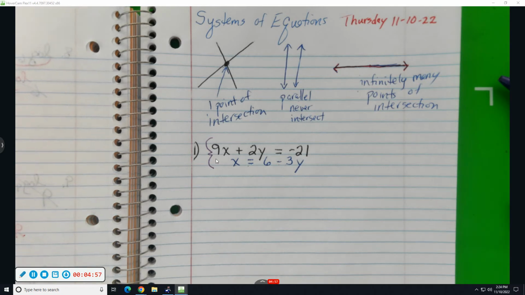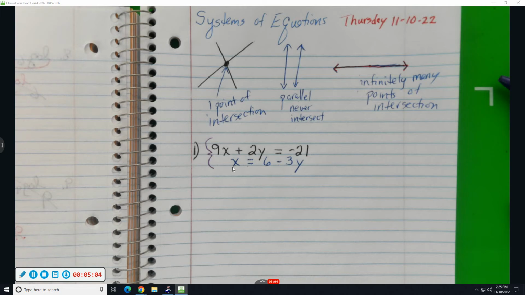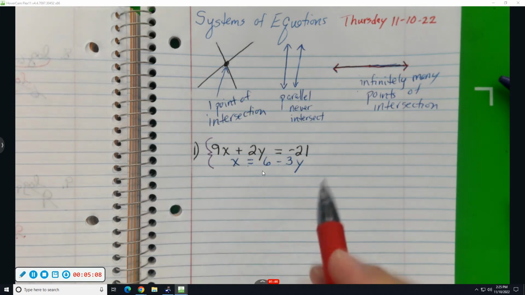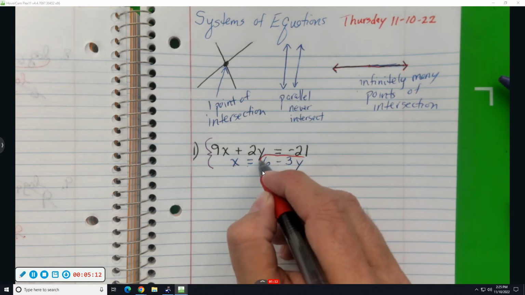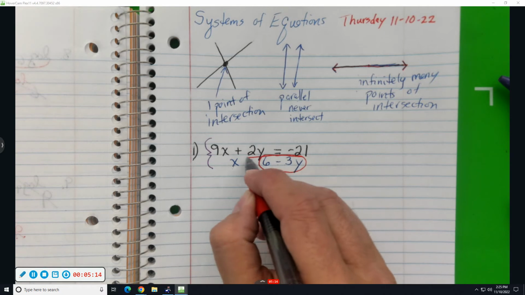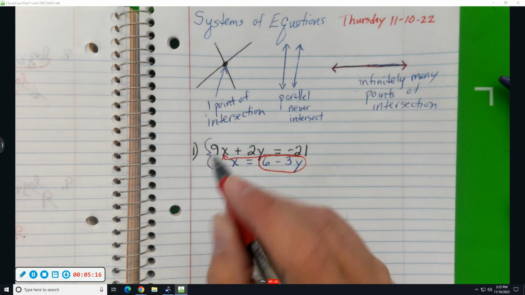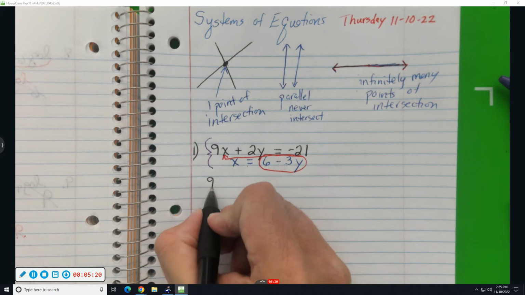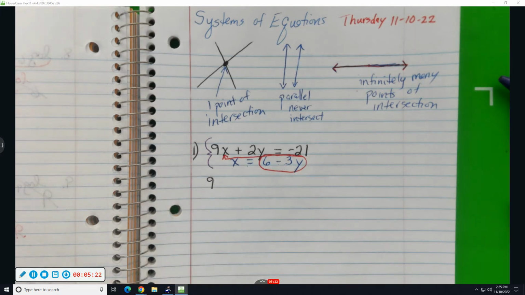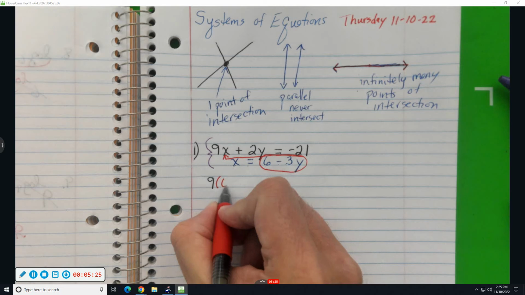If that 3y had been over on the left, to use substitution, you would have had to move that 3y over to the right. You need one variable isolated to use substitution. So this is x equals. So what if we took this 6 minus 3y and plugged it in for x? That's going to give us an equation that we can solve. In place of that black x, I'm putting 6 minus 3y.